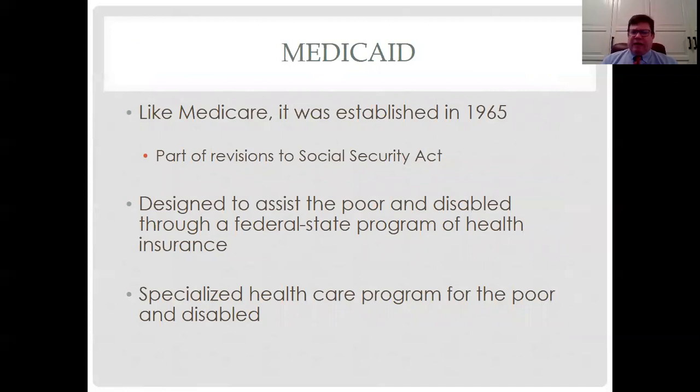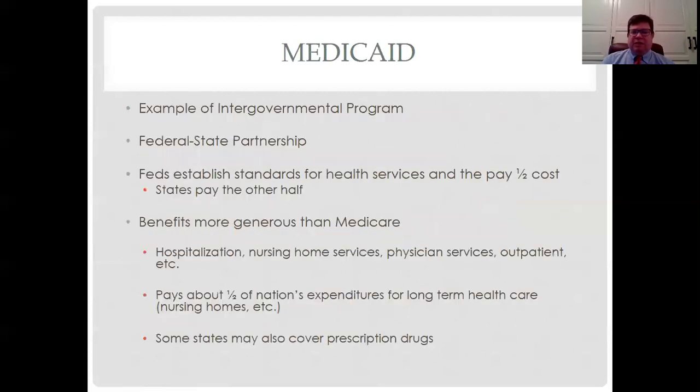The second major program was also founded under the Great Society programs of President Johnson, and was established in 1965 as a revision to the Social Security Act. This Medicaid program was designed to assist the poor and disabled through a federal-state partnership program. So while Medicare is for older people, Medicaid can apply to just about any age group and focuses predominantly on the poor and disabled. If we had a little bit more time, I'd break this down more, but there's only so much you can get into the weeds here.